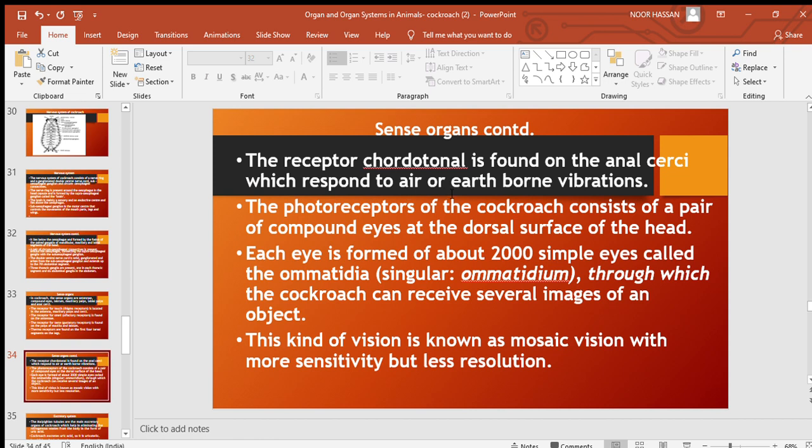So the cardodontal receptors are found on the anal cerci, and they respond to vibrations in air and also on the earth. The photoreceptors of the cockroach consist of a pair of compound eyes at the dorsal surface of the head. That is, photoreceptors are found at the dorsal surface of the head. That is the eyes.